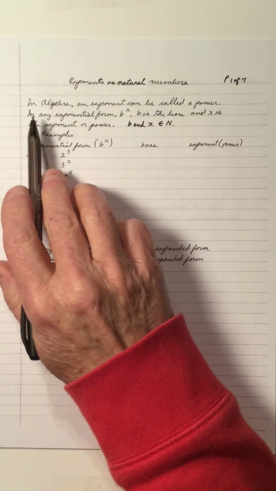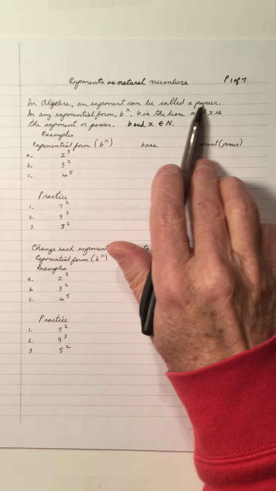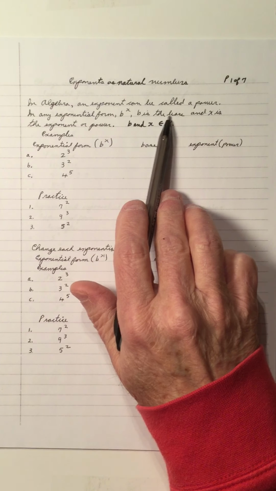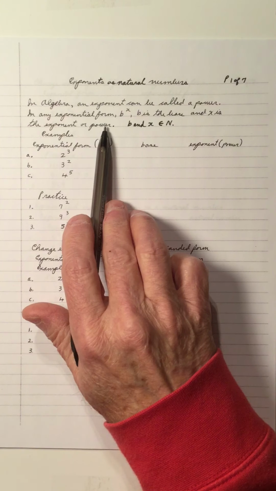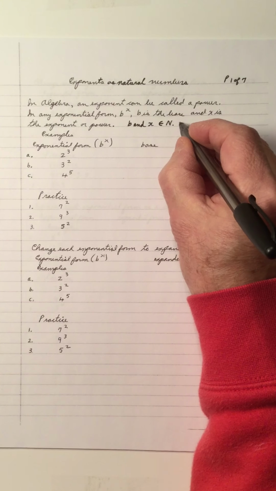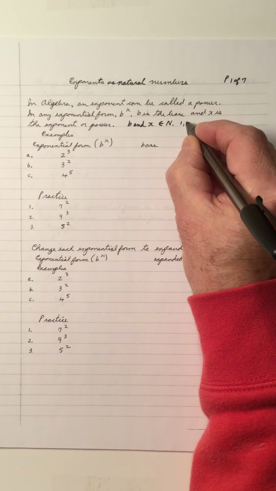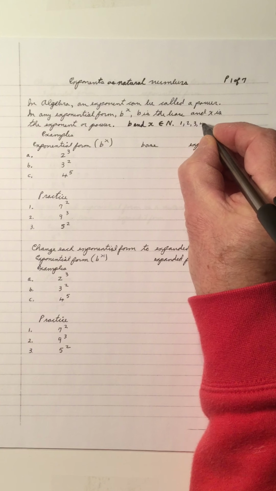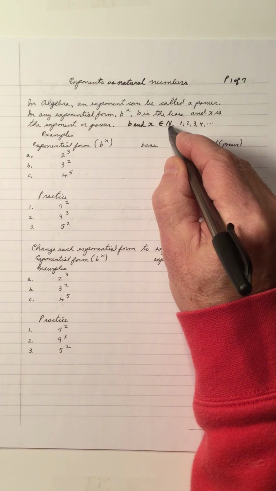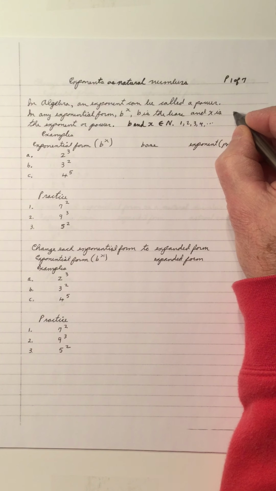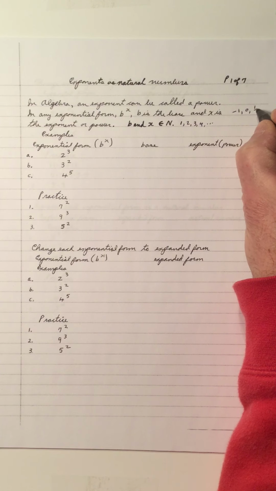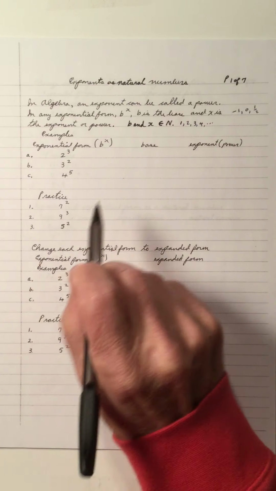Exponents as a natural number. In algebra, an exponent can be called a power. In any exponential form b to the x, b is the base and x is the exponent or power. b and x belong to the natural numbers. The natural numbers are 1, 2, 3, 4, and so on. Notice N stands for natural numbers. We're not going to entertain -1, 0, or any fractions, a half, etc.